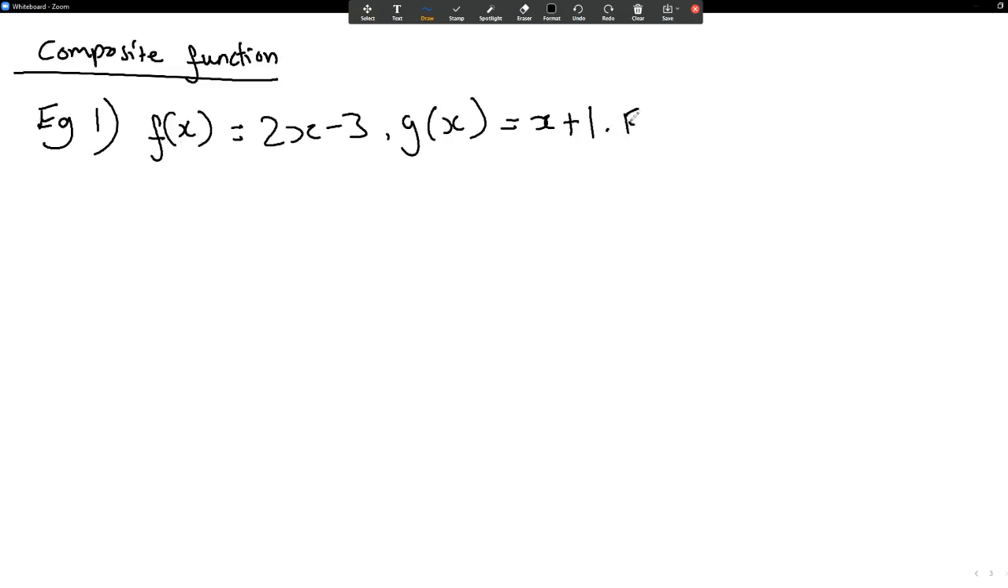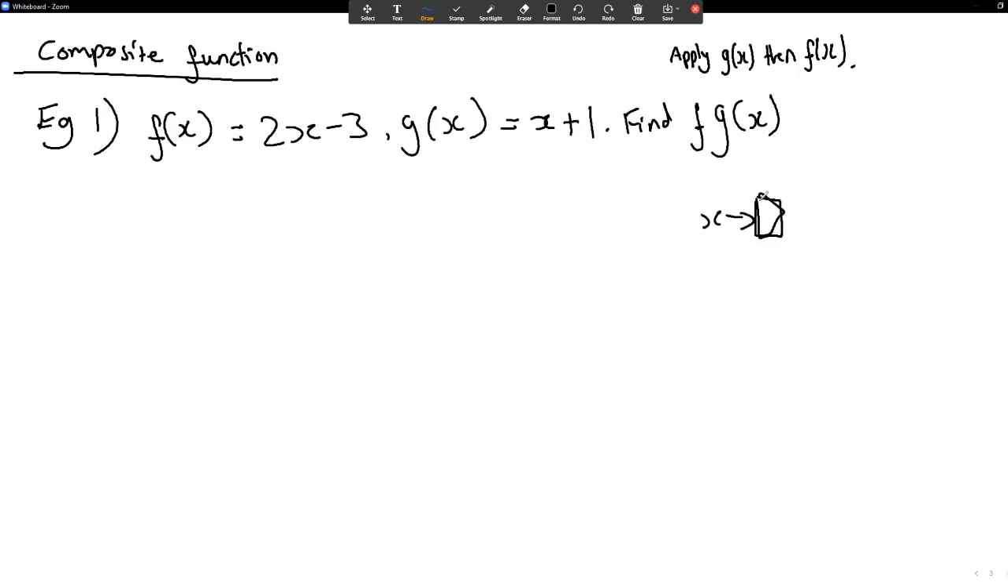And now it would say find f(g(x)). Now f(g(x)) is a composite function. And it means apply g(x) then f(x). So basically what we're doing is we're applying g(x), so we get an input and we apply it to the process, and then we get g(x) out, and then we apply that to f(x), and then we get f(g(x)), like that.